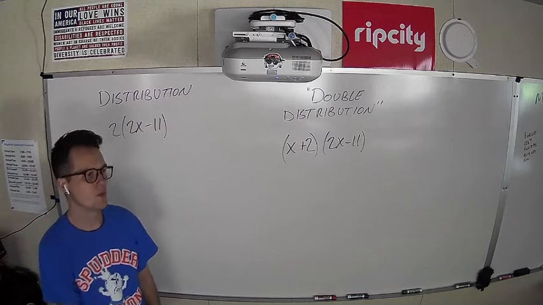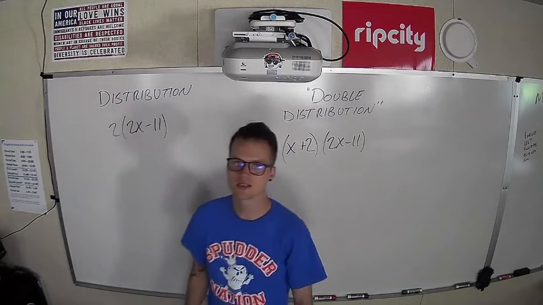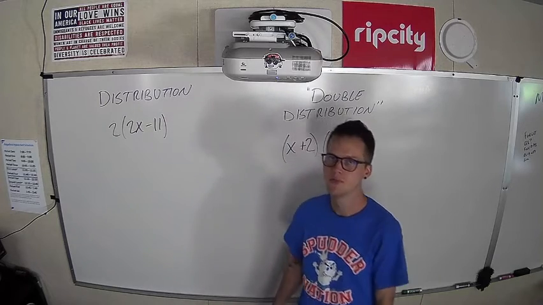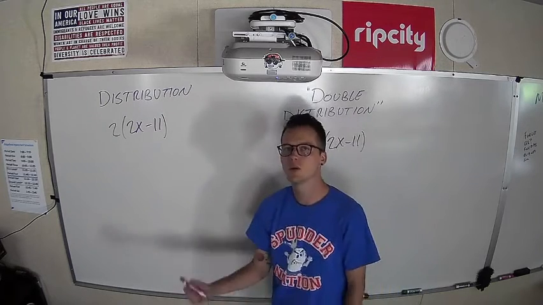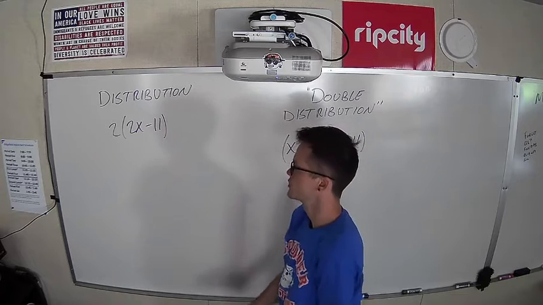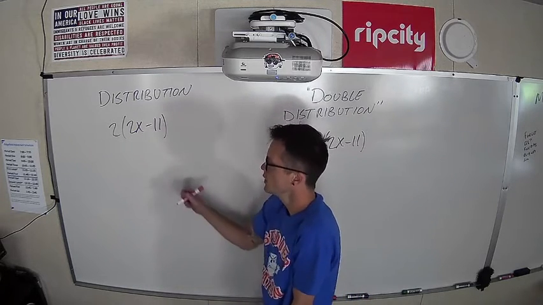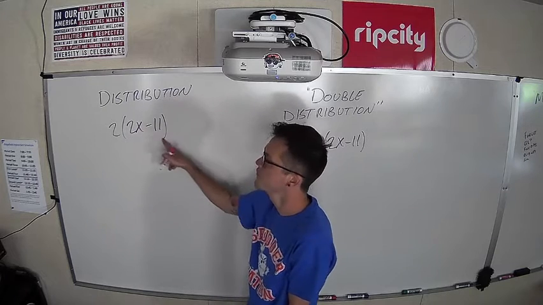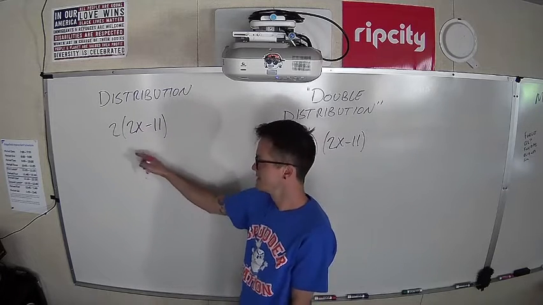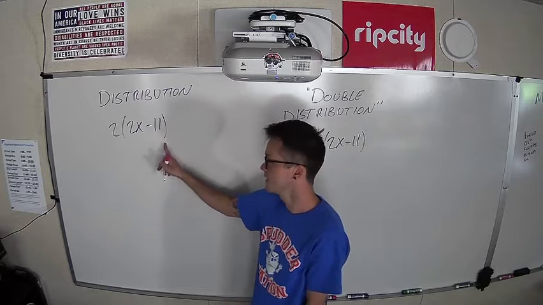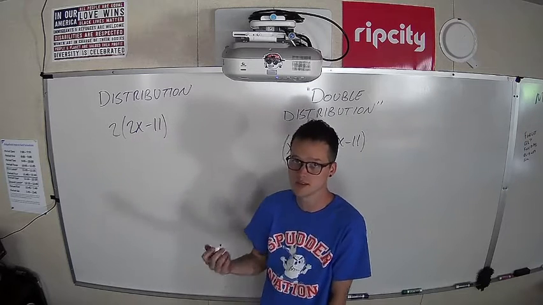So multiplying binomials is really just an exercise in careful distribution. So let's review distribution we've seen before we kick it up a notch. If we have 2 times the quantity of 2x minus 11, we know that this is saying 2 times everything inside the parentheses. It's not just 2 times the first chunk or the second chunk. It's 2 times each of the chunks separately.